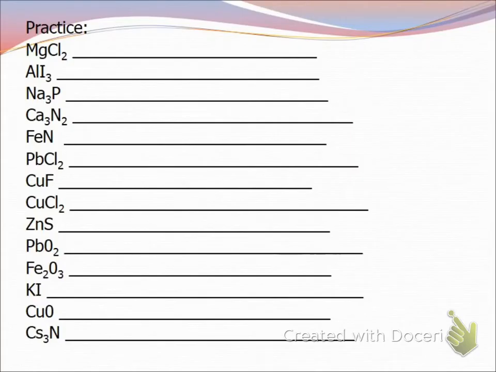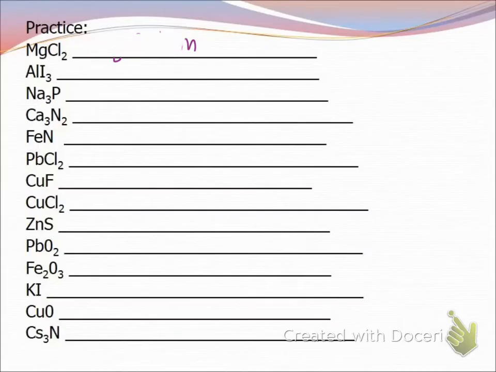All right, so some of these are mixed in. I'm just going to do a few of these. So first one would be magnesium chloride. That's it, just magnesium chloride. The reason that we do not use prefixes for ionic compounds is because they can only go together in one way.